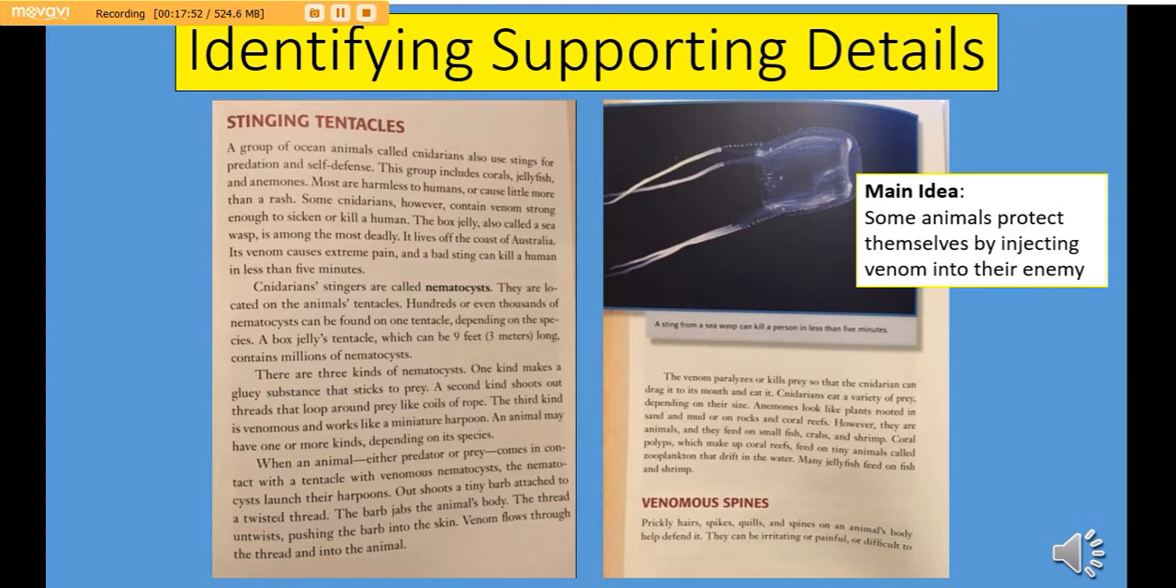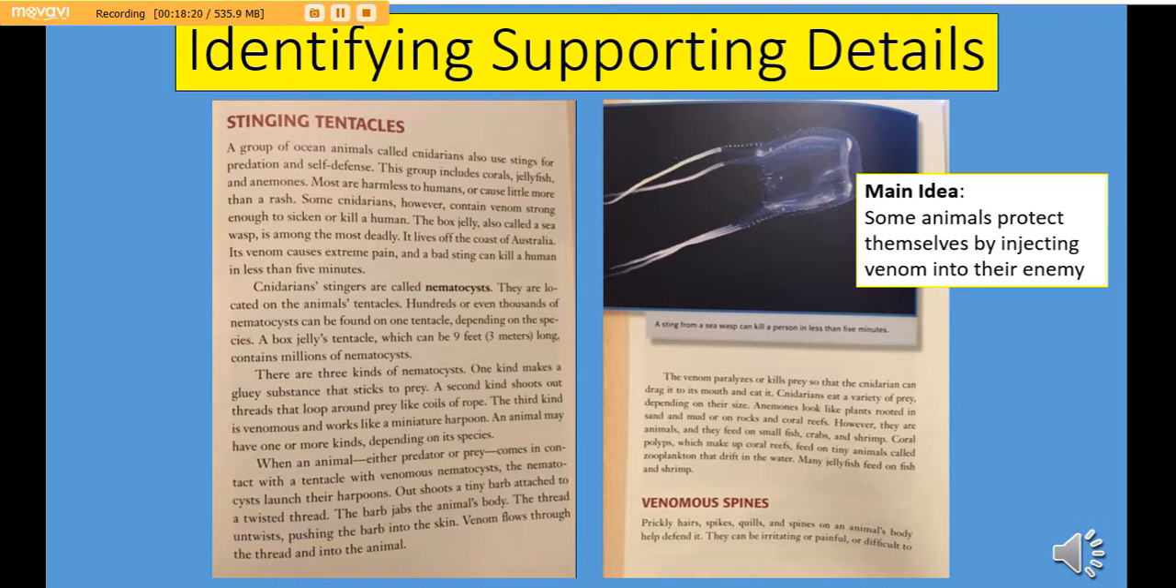Stinging tentacles, page 77. A group of ocean animals called Cnidarians also use stings for predation and self-defense. This group includes corals, jellyfish, and anemones. Most are harmless to humans or cause little more than a rash. Some Cnidarians, however, contain venom strong enough to sicken or kill a human.